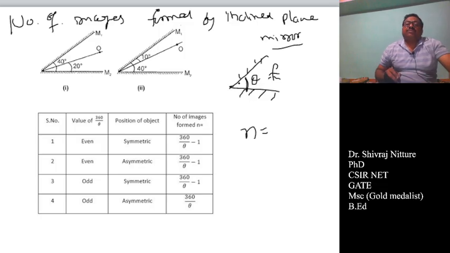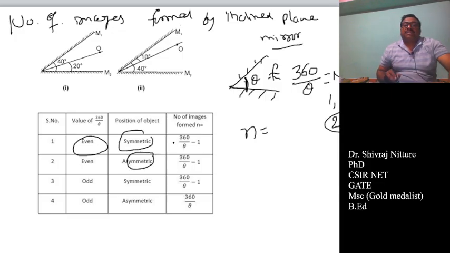For this, you have to take this angle theta. First, you have to take 360 degrees and divide 360 by theta, where theta is the angle between the two mirrors. So we will get one integer, which may be odd or even. Odd means 1, 3, 5, like this. Even means 2, 4, 6, like this. So if you get an even number, it is written here. It may be symmetric or anti-symmetric. In both cases, the answer is the same. Symmetric, I will tell you.